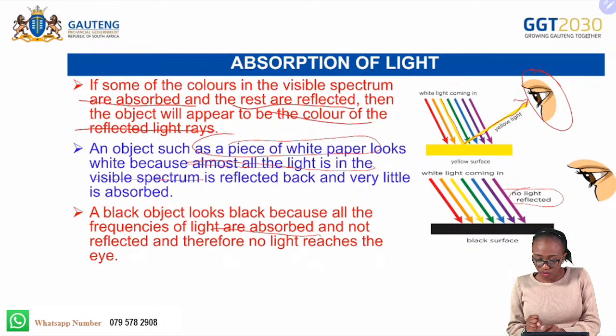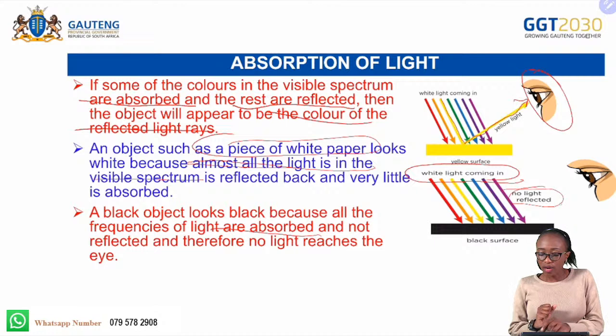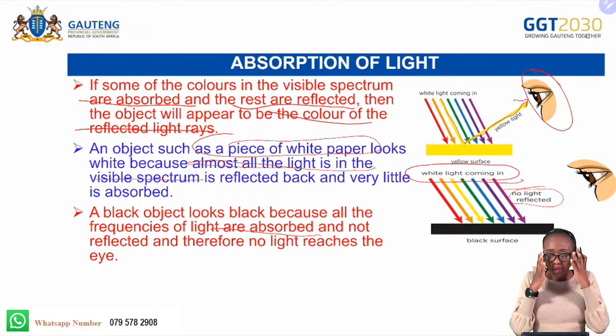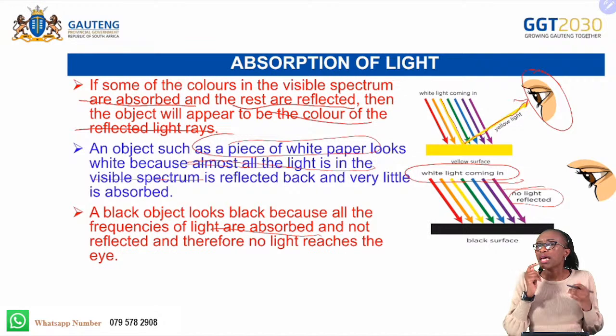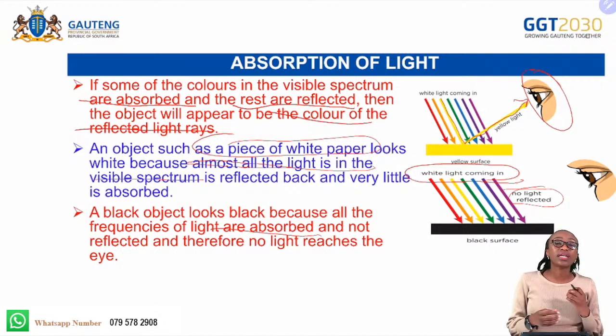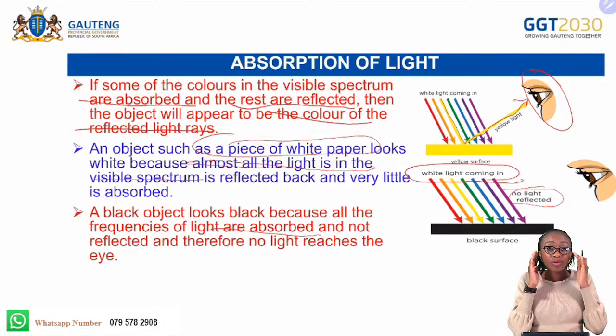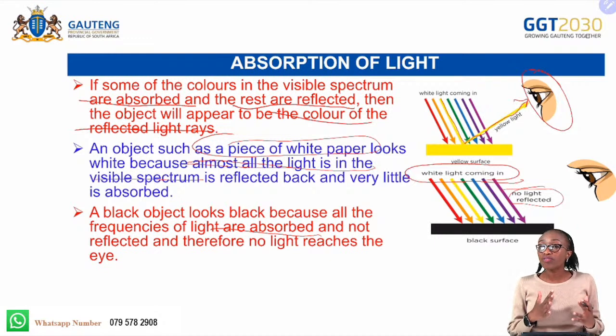No light is reflected. None of the white light coming in is being reflected. All of it is being absorbed by the black surface, and then when you look at it, it appears black. So next time you see a black surface, think about light rays and how your brain is able to come up with the idea that this surface is black.